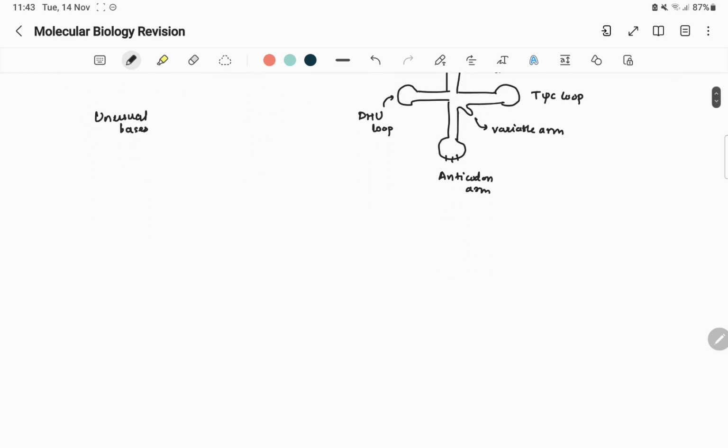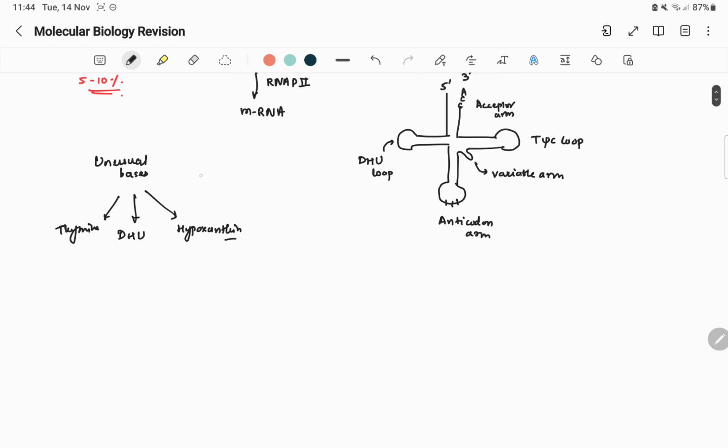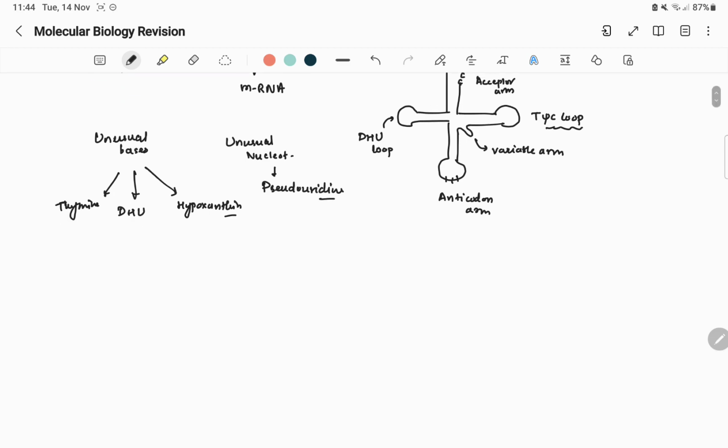Then we have some unusual bases. 3 unusual bases are there, like thymine, dihydrouracil, and hypoxanthine. These 3 are your unusual bases. And then you have an unusual nucleotide present here, which is pseudouridine, which is present in your T-psi-C loop.